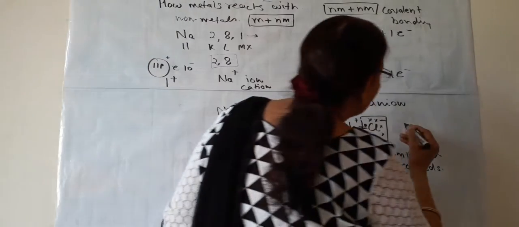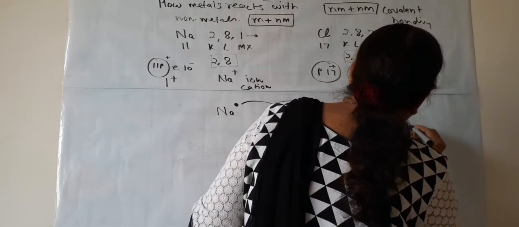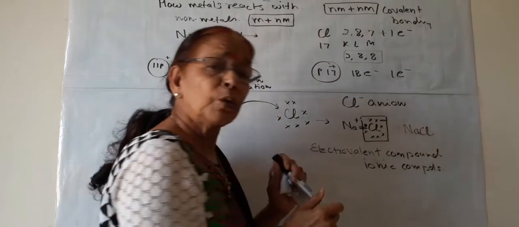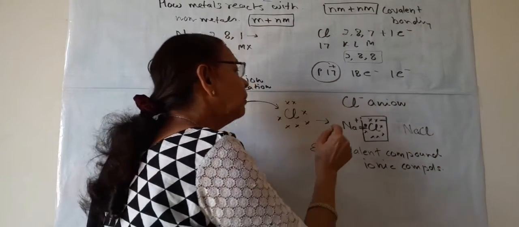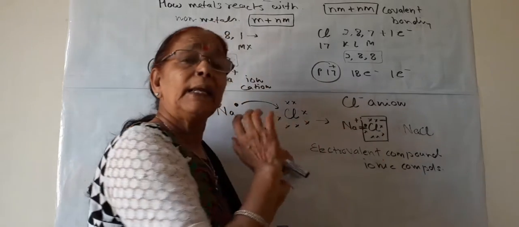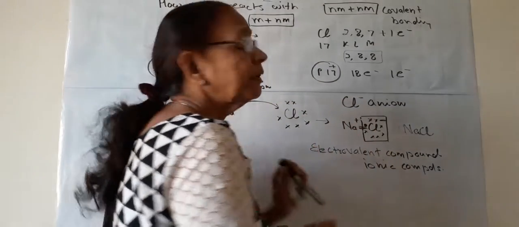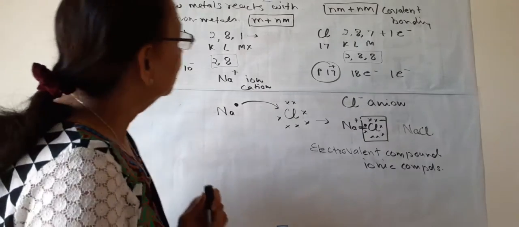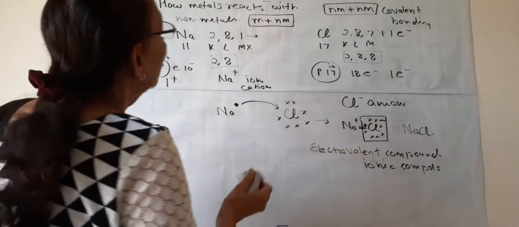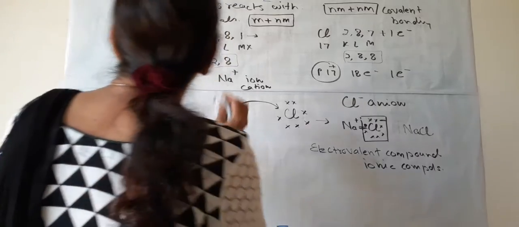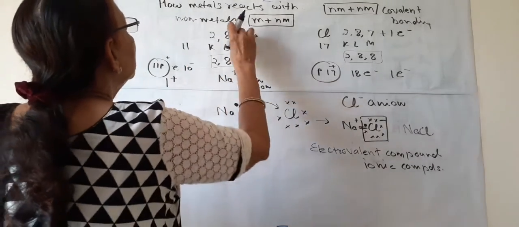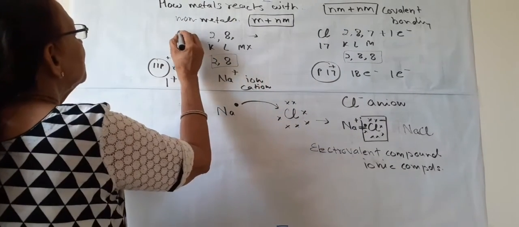Though NaCl is neutral. When we see NaCl, it is neutral, having no charge. But we know that Na and Cl independently have plus and minus charges. So in this way, ionic compounds are formed. I will take one more example of an ionic compound, and that is magnesium.